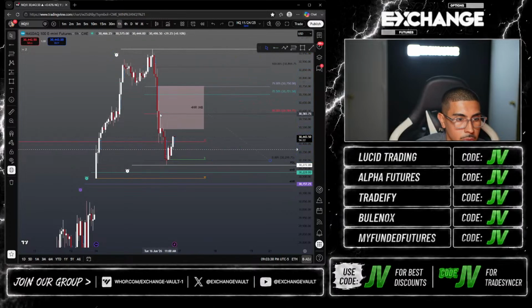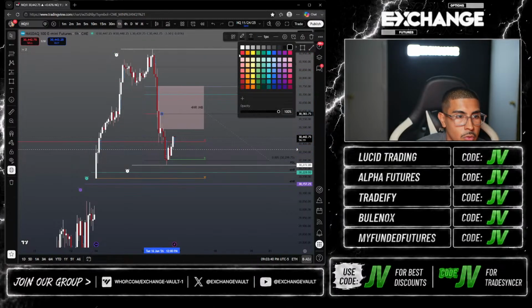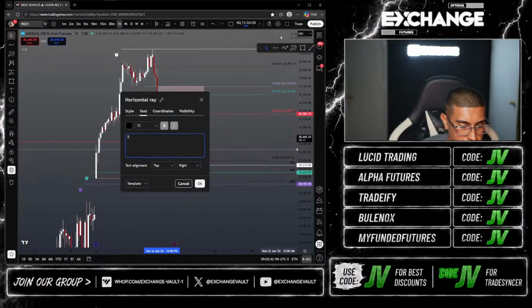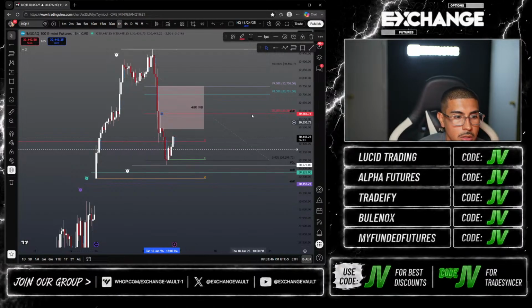So I'm going to label this here. This is my 4 hour 50%. I'm just going to send an alert here. The only thing I don't like for tomorrow is that the range is pretty big, guys. 4 hour optimal here. 4 hour premium is here.